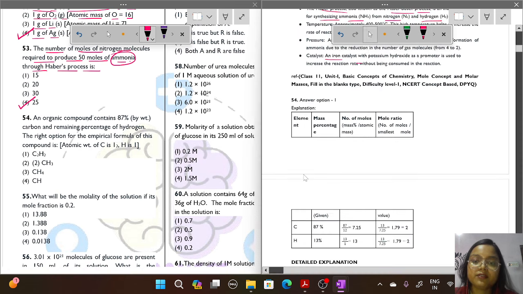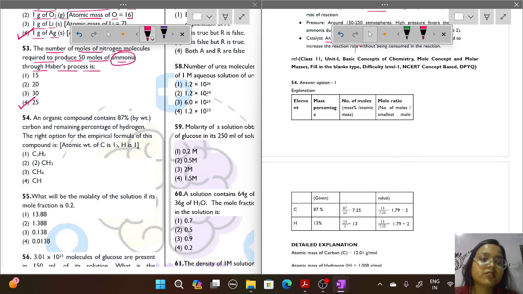Question number 54. What does question number 54 say? An organic compound contains 87% by weight carbon and the remaining percentage of hydrogen. The right option for the empirical formula of this compound is. Okay, so what is the right empirical formula for this compound?